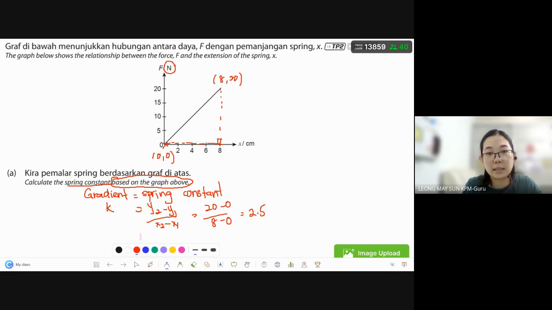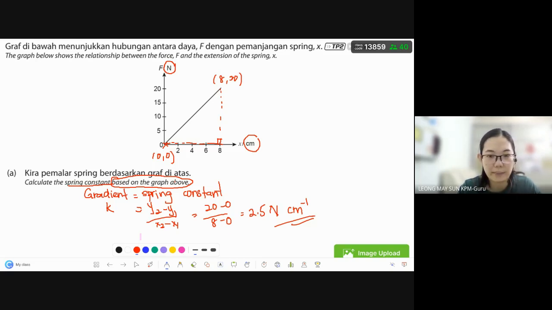Unit for y-axis is Newton. Unit for x-axis is cm. So it's actually cm negative 1. This is the answer. This is the proper working because the question said based on the graph above. Okay? So you cannot take point 20 and 8 and then directly substitute into your working.